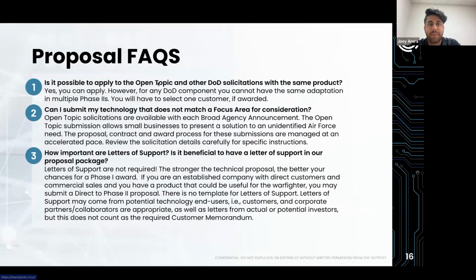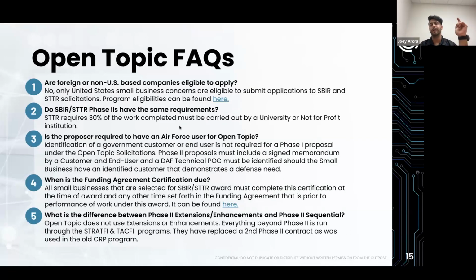And other questions that people always have are, hey, can you apply to the open topic and other DoD solicitations? The answer is yes. So if you're interested in applying to a specific topic and the open topic, you absolutely can. And then I just want to reiterate that this is for US-based companies that qualify as small businesses under the SBA standards.